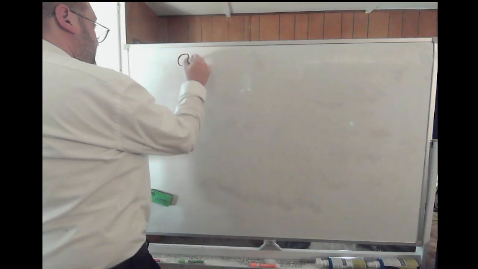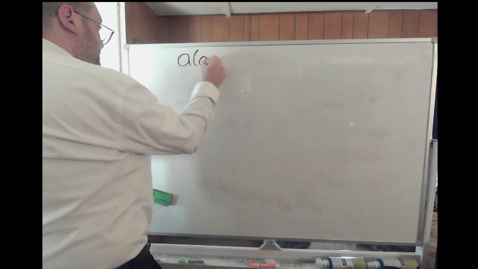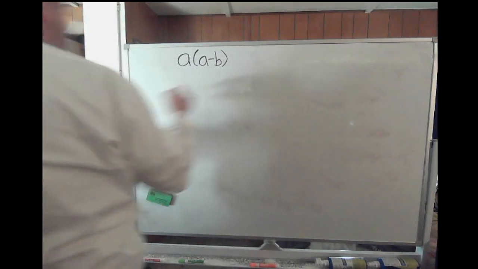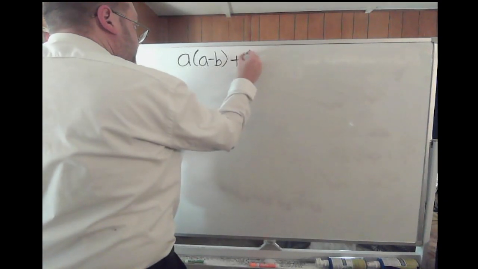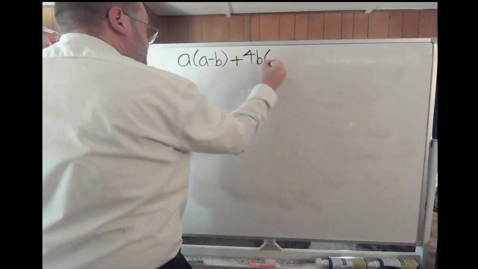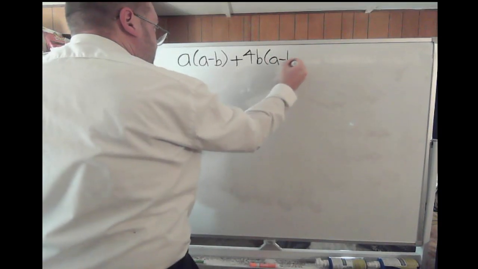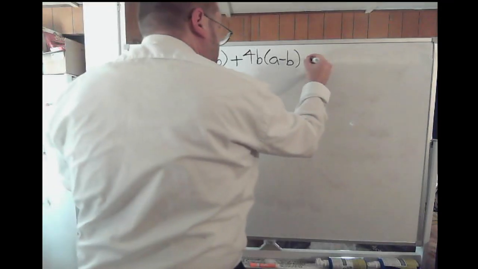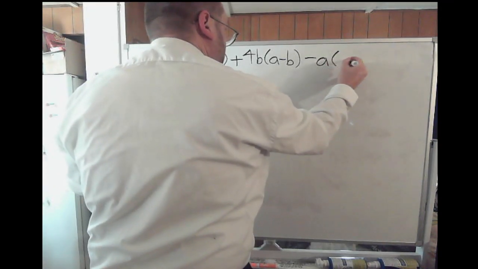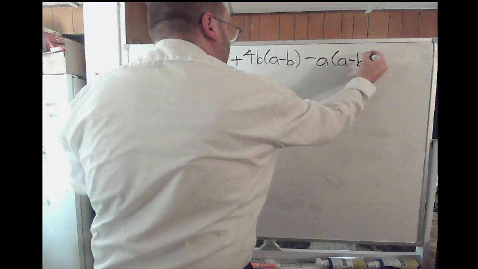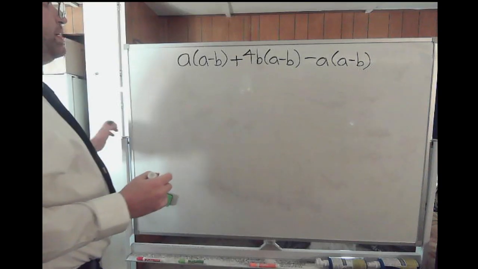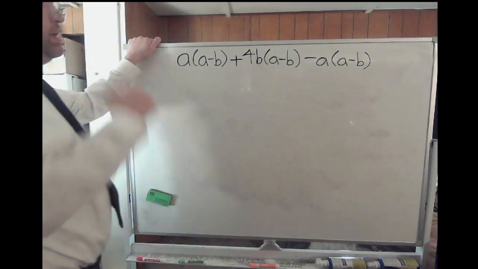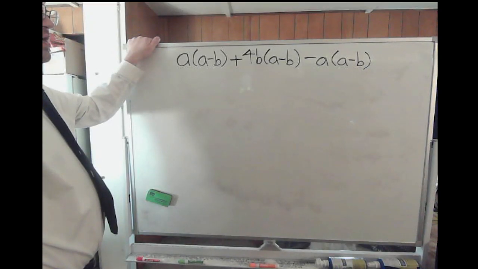Alright, let's see, we have a times the quantity of a minus b plus 4b times the quantity of a minus b minus a times the quantity of a minus b. Well, there's a little shortcut here.